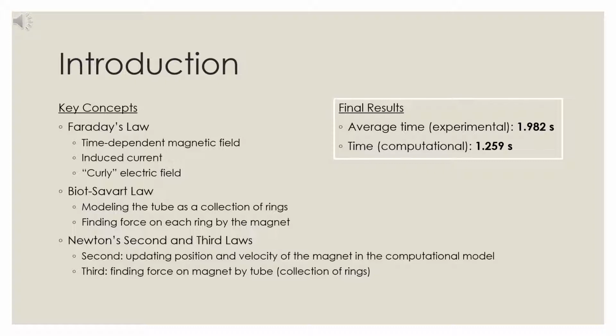We had to implement Newton's second law in the code in order to update the position and velocity of the falling magnet, and we used Newton's third law to find the equal and opposite force on the magnet by the tube. My final results are shown for the average experimental time versus the calculated time the magnet spends in the tube.